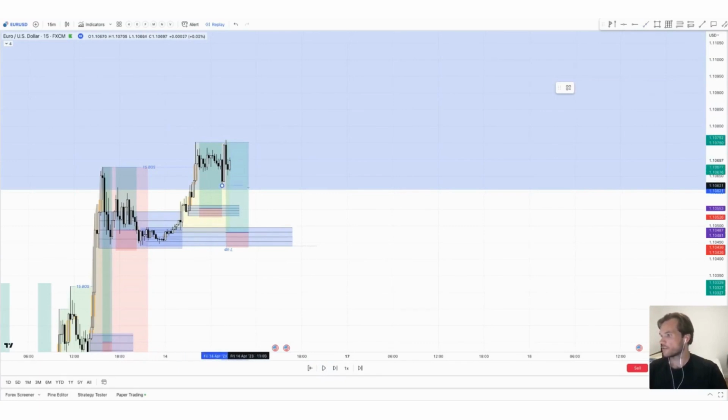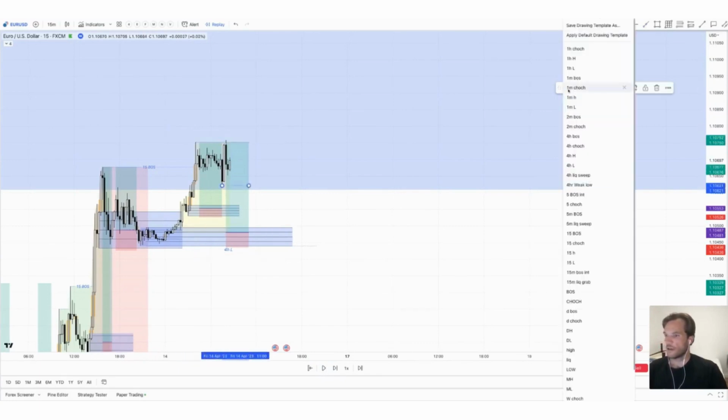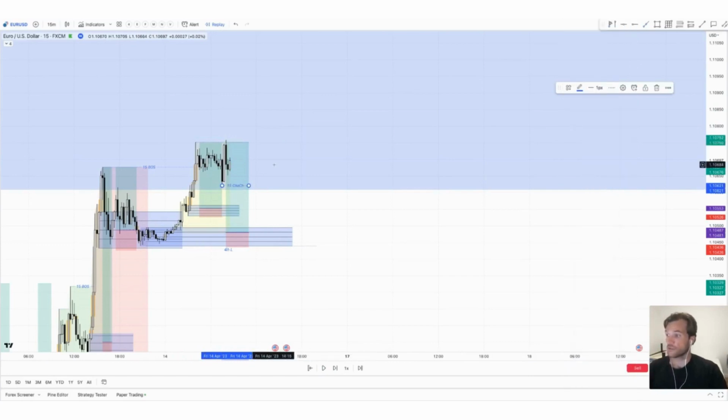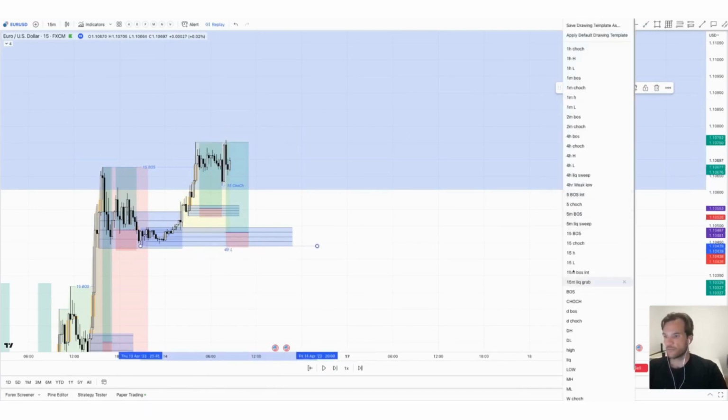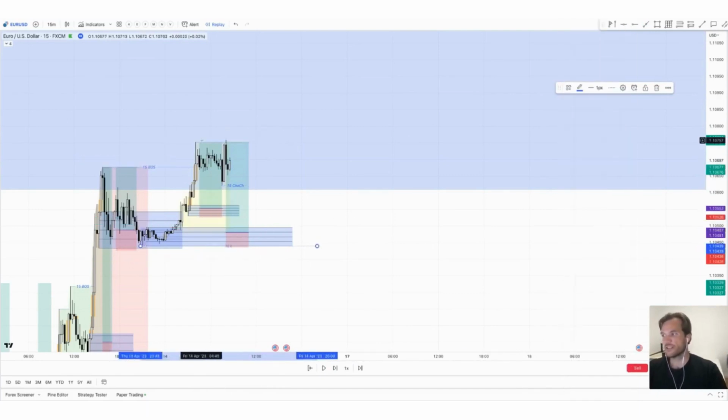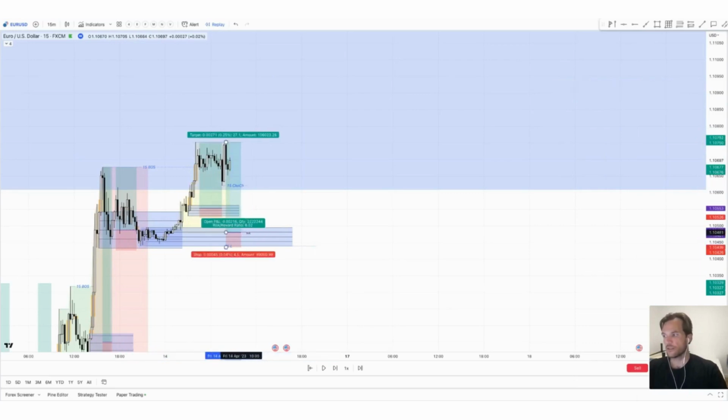Only because we're in a daily point of interest, I would look at this as a chalk level for shorts, but I would still take my longs because, oh, sorry, I put 4-hour low. Sorry about that. 15-minute low. Because this is still a 15-minute bullish leg, but I understand that we're in a daily POI, so reversals could happen. So we'd be looking at a chalk level here if that was to occur.